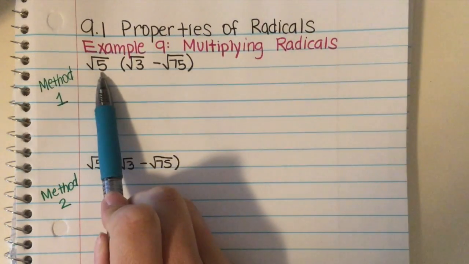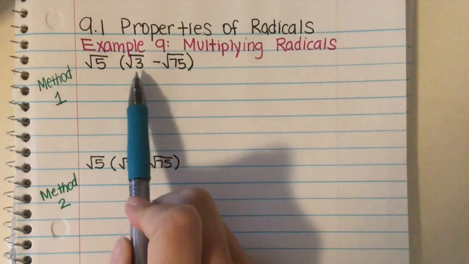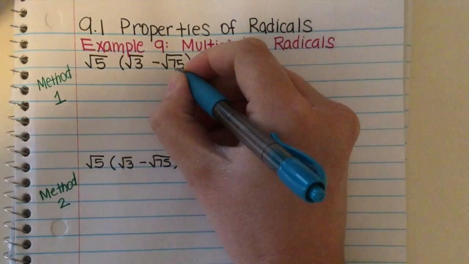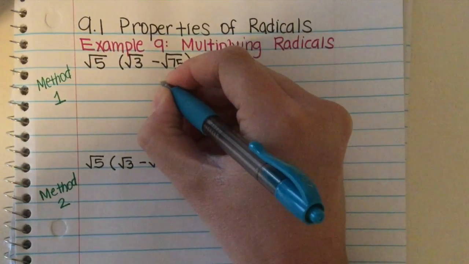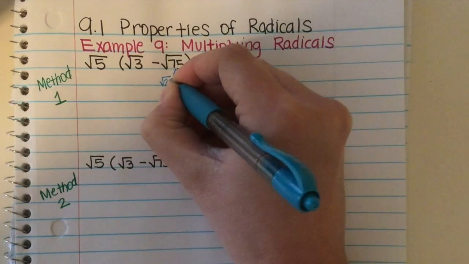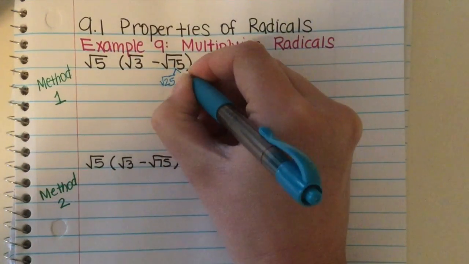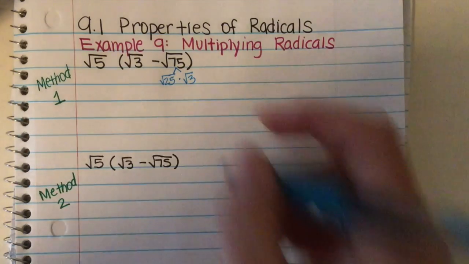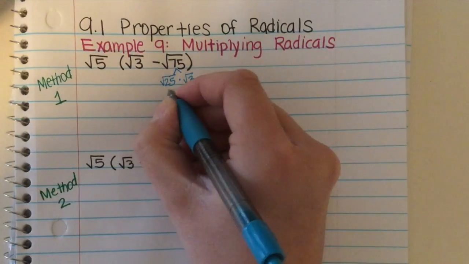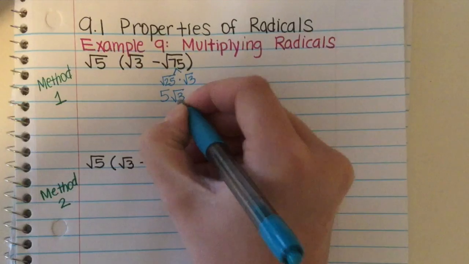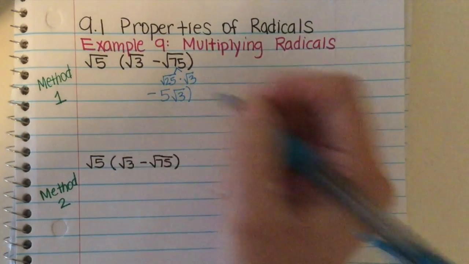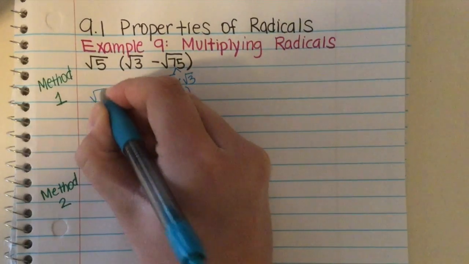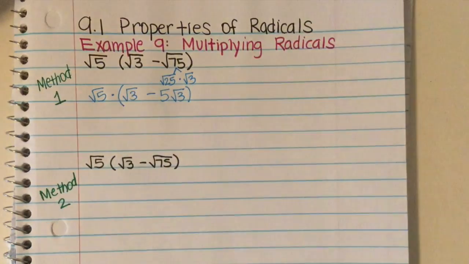You'll notice that I'm multiplying the square root of 5 times the quantity of the square root of 3 minus the square root of 75. So right away, I recognize that I can simplify the square root of 75 by pulling out a perfect square, which is the square root of 25 times the square root of 3. So now I'm going to rewrite this as 5 square root 3, and that's going to be subtracted from the square root of 3. The square root of 5 will still be multiplied by that.